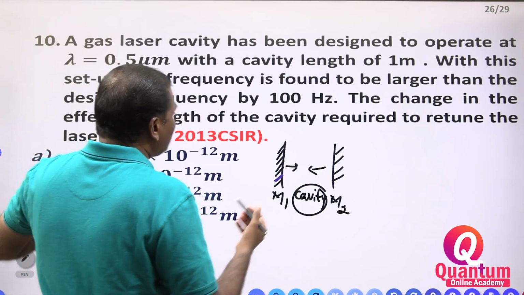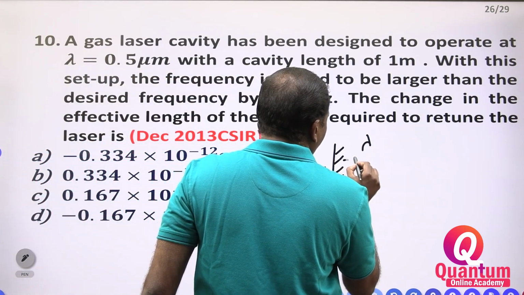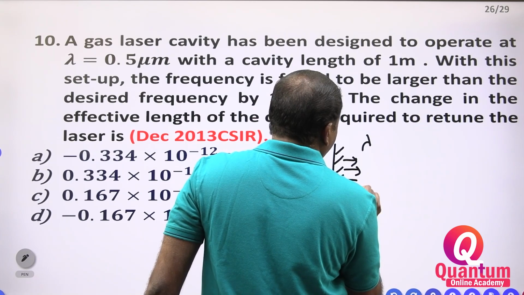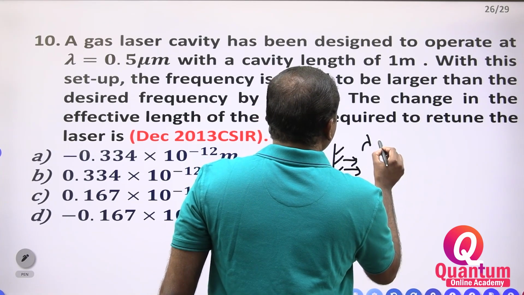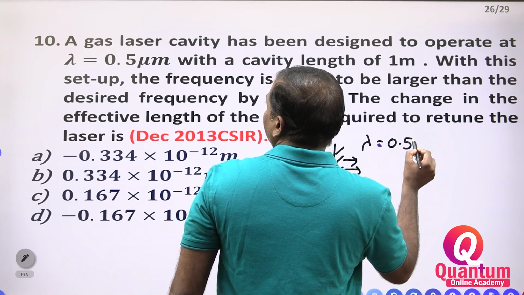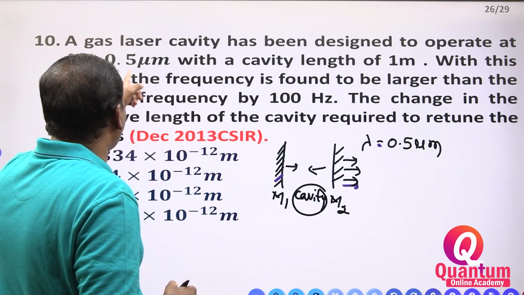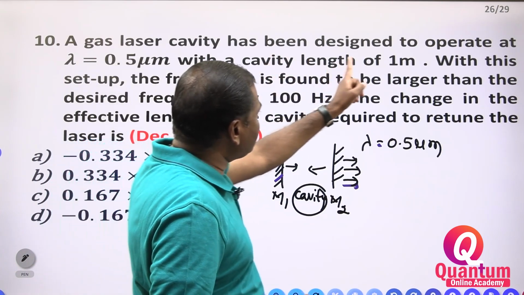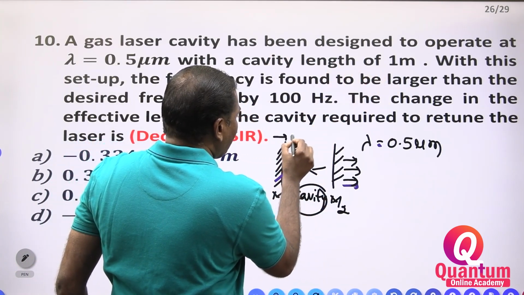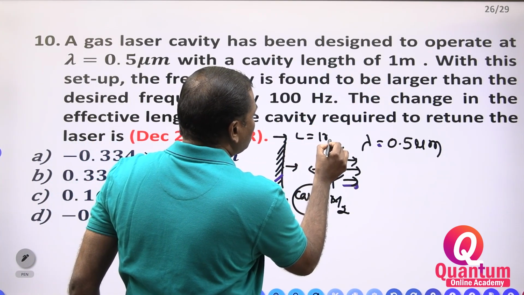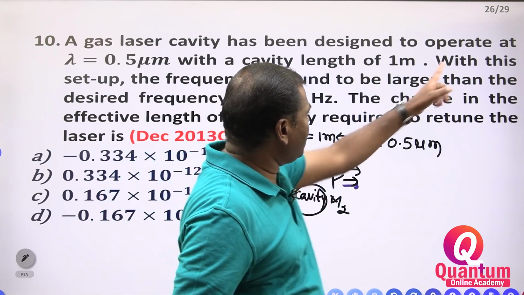Lambda is equal to 0.5 micrometer. How much length do we have to produce from here? Lambda is equal to 0.5 micrometer with a cavity length. What is the cavity length? L is equal to 1 meter.